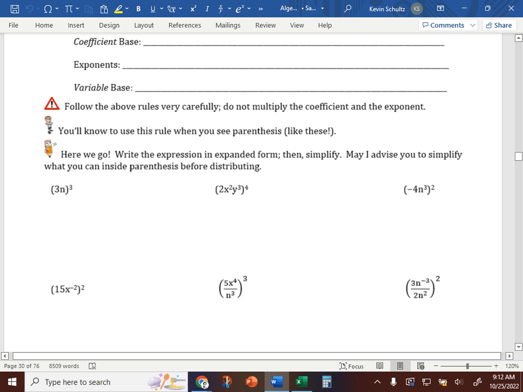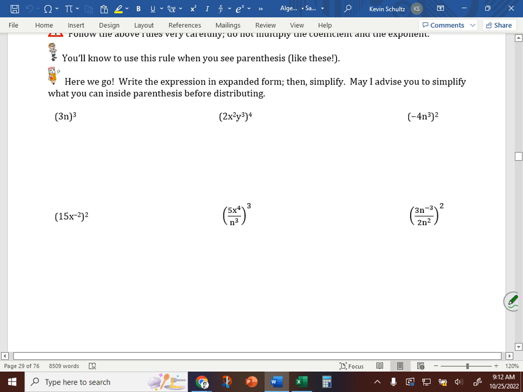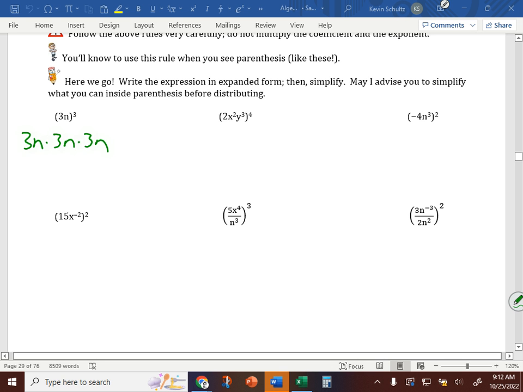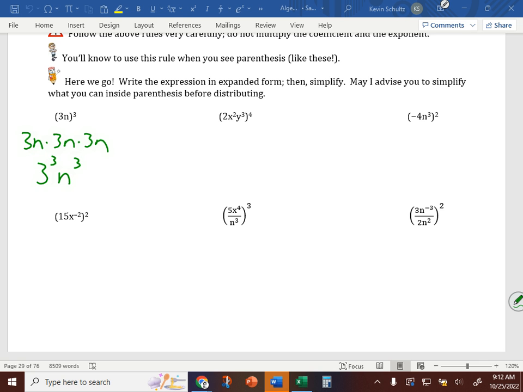All right, back to these 3 here. The answer you should come up with here, you got 3n times 3n times 3n expanded form. So 3 cubed n cubed, right? Basically just this exponent of 3 goes into each term, each part inside of the parentheses, okay? And 3 cubed n cubed.